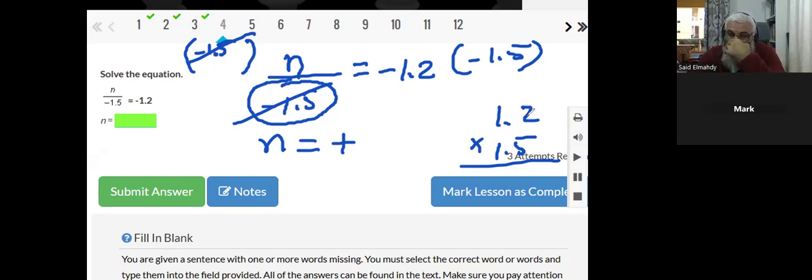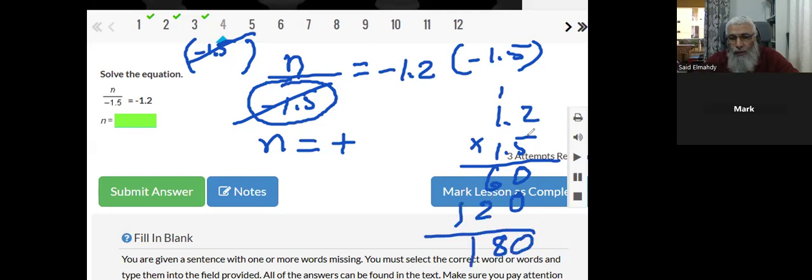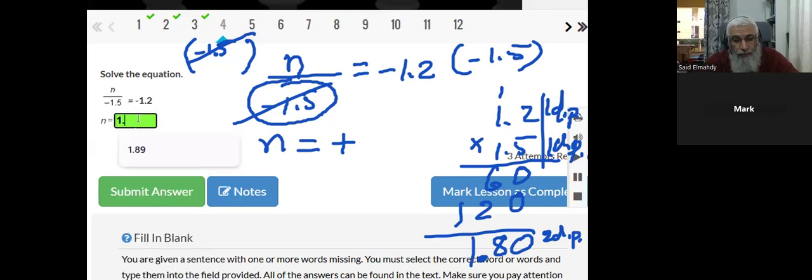Give me 5 seconds, I have to multiply. I need a pencil for it. Okay, 5 times 2 is 10. 5 times 1 is 5, plus 1, 6. 0. 1 times 12 is 12. That is 0, 8, 1. Now we have one decimal place here and one decimal place here, so the result should have two decimal places, which is 1.8. So the number will be positive 1.8. This is n.